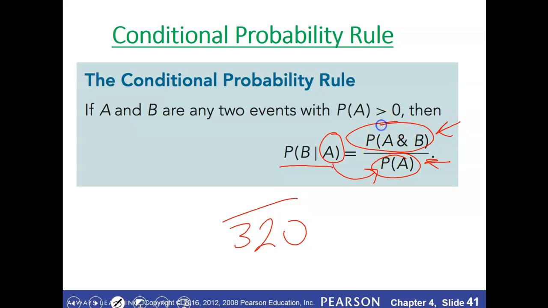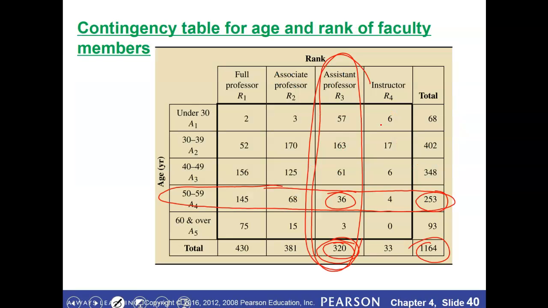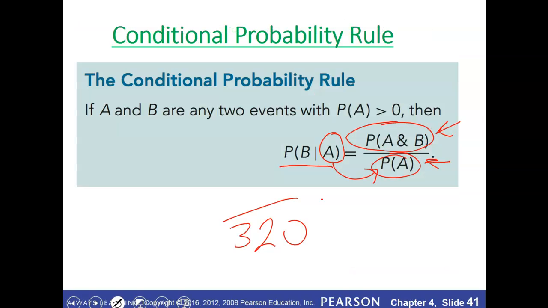We have 320 total assistant professors. Well, what's the probability of A and B? The probability of A and B is that this professor is in their 50s and they're an assistant professor. That's the joint probability, and that joint probability is 36. So we would have the 36 out of 320. And so that's how the formula works. That can help us figure out what these conditional probabilities are.